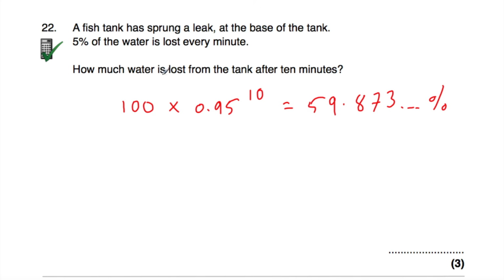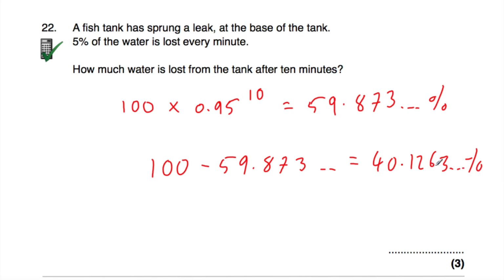Now we want to work out how much water is lost from the tank. So we need to take that away from what we started with. So we had 100% to begin with. This is what percent is left after 10 minutes. So we need to take away the 59.873 and so on. I've still got that on my calculator display, so I'm just going to type in 100, subtract answer, which is equal to 40.1263 and so on percent. So how much water is lost from the tank after 10 minutes? Well, 40.126% to 3 decimal places. And that's what percentage of water is lost from the tank after 10 minutes.